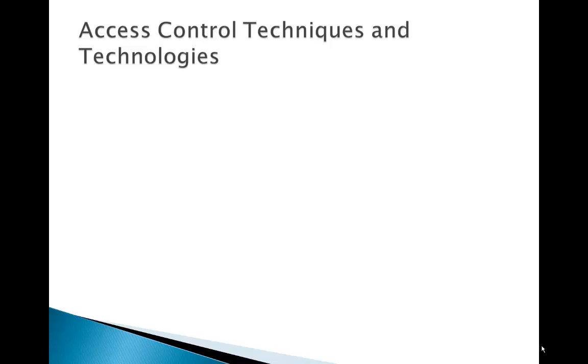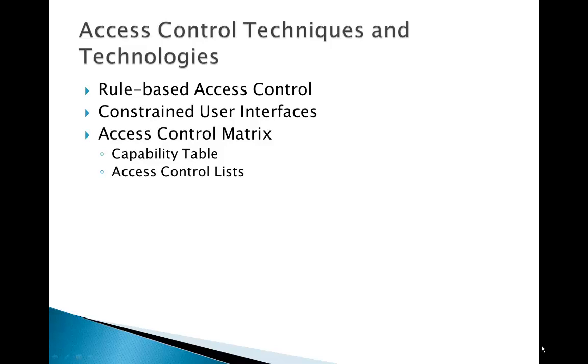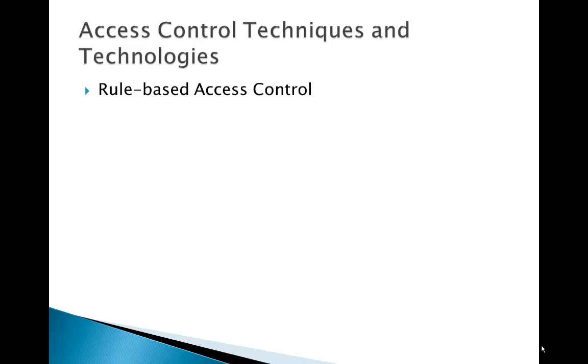Access control techniques and technologies. These are the techniques that support the access model chosen by the organization, whether it's discretionary or mandatory. You can have rule-based access control, constrained user interfaces, the access control matrix, which is actually not so much a technique as a method of describing access rules, content-dependent access control, and context-dependent access control.